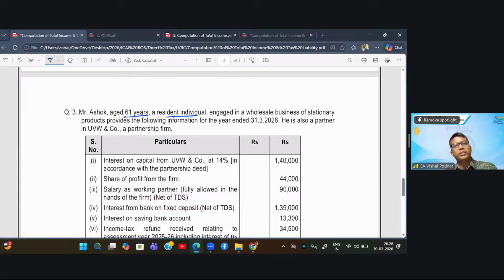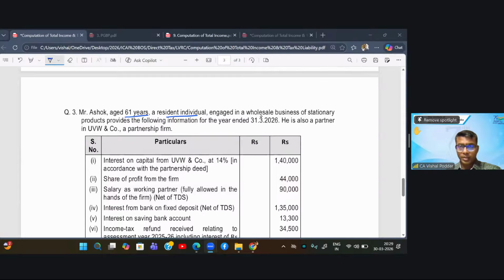Second difference of a senior citizen in the old regime is the interest deduction. Interest under 80TTB will be up to rupees 50,000 and it will cover interest on saving bank account plus interest on FD both. So this is the only difference where the person is a senior citizen. Otherwise, there is no special treatment even in the old regime for senior citizens. Yes, Navneet, correct.